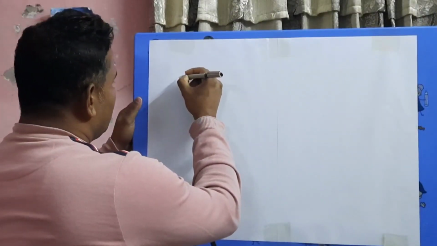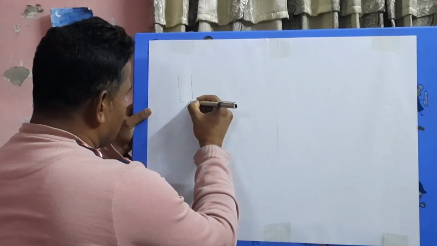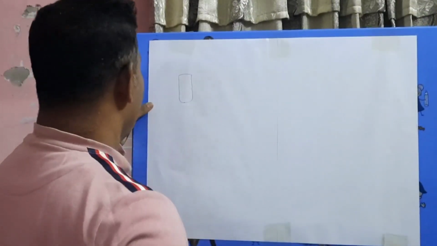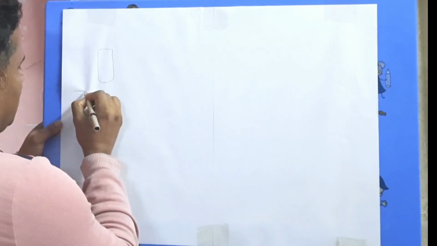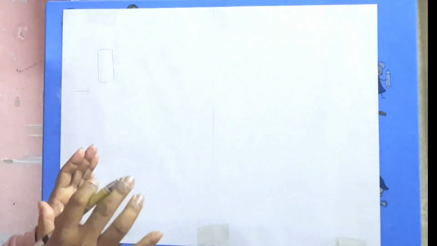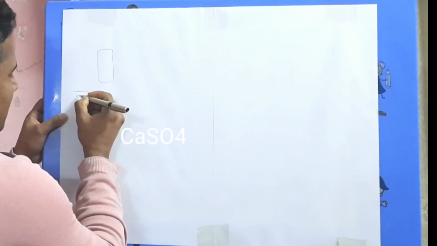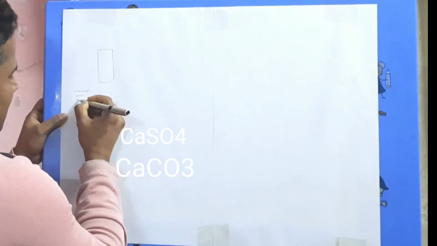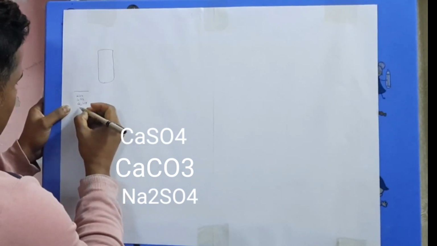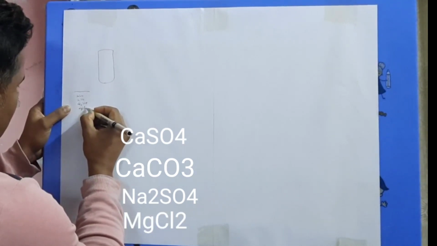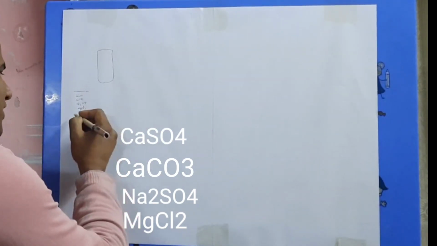So you think this is the cation tower. Water is coming from here. In this water is hardness, like salt. Which types of salt? In this water it is possible that calcium sulfate, calcium carbonate, sodium sulfate, and magnesium chloride are present.